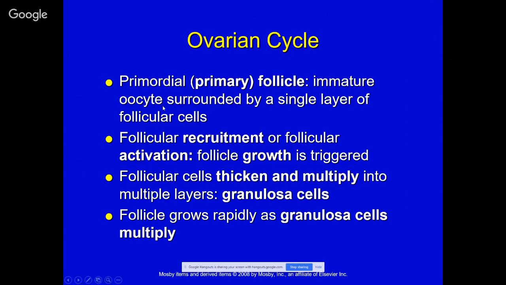Ovarian cycle. We have the primordial or primary follicle, which is an immature oocyte surrounded by a single layer of follicular cells. We get follicular recruitment or follicular activation. That's when follicle growth is triggered. It is stimulated to do this by follicle stimulating hormone, FSH. The follicular cells will then thicken and multiply into multiple layers. We call those granulosa cells. The follicle grows rapidly as the granulosa cells multiply.